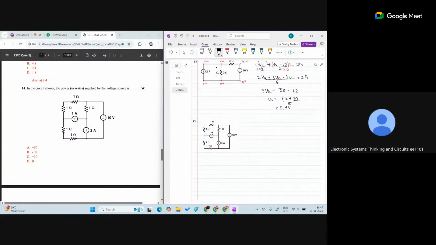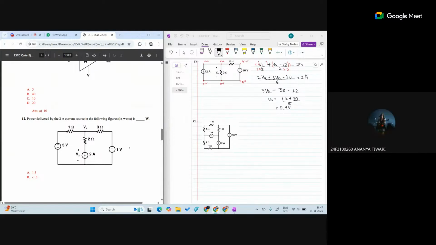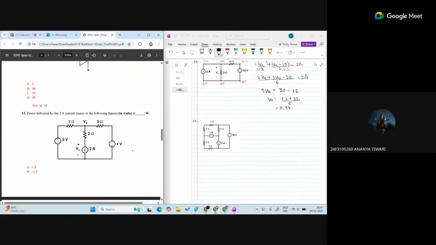One second. Can we go to question number 12? I guess there is some error that we did. Can we go to question number 12? Yes, sir. So VA could come out to be 5 volt, right?